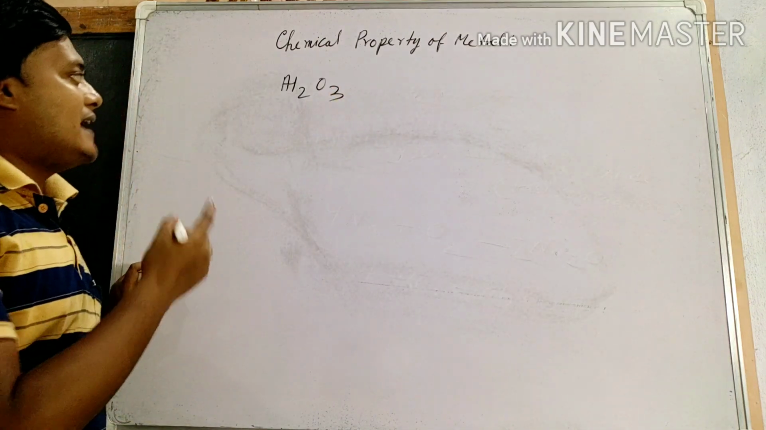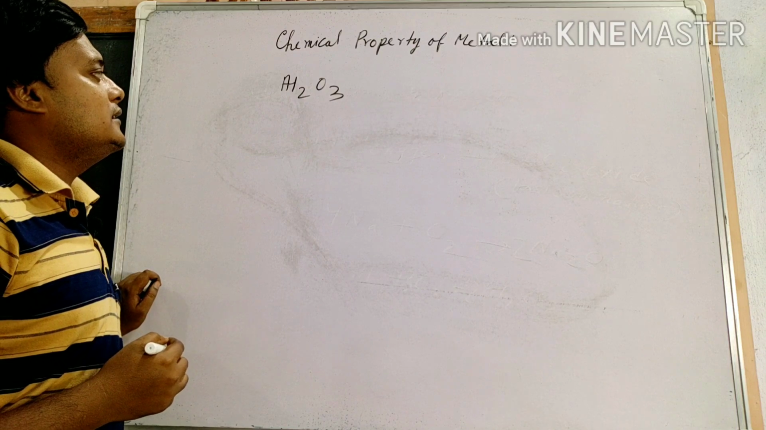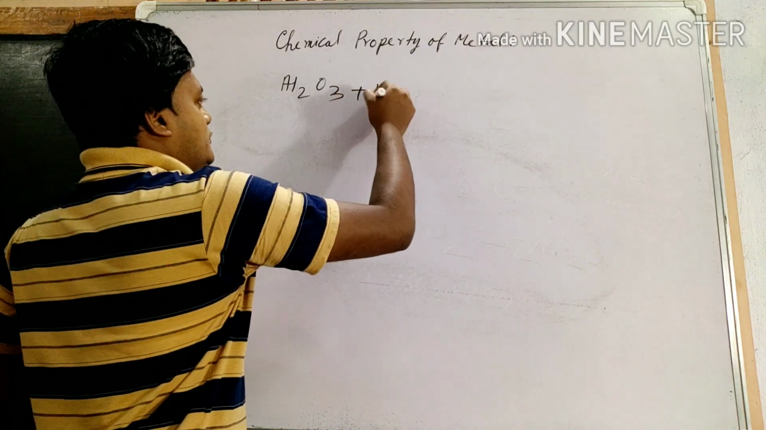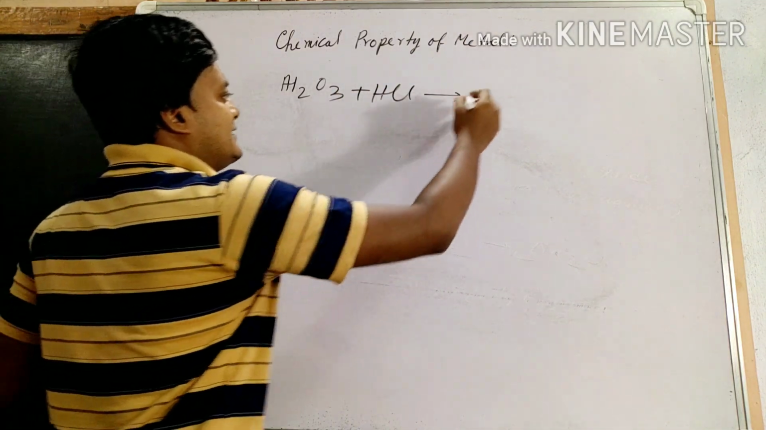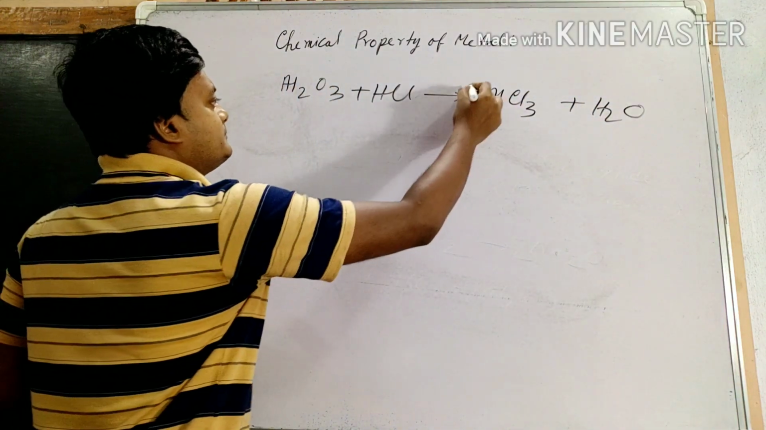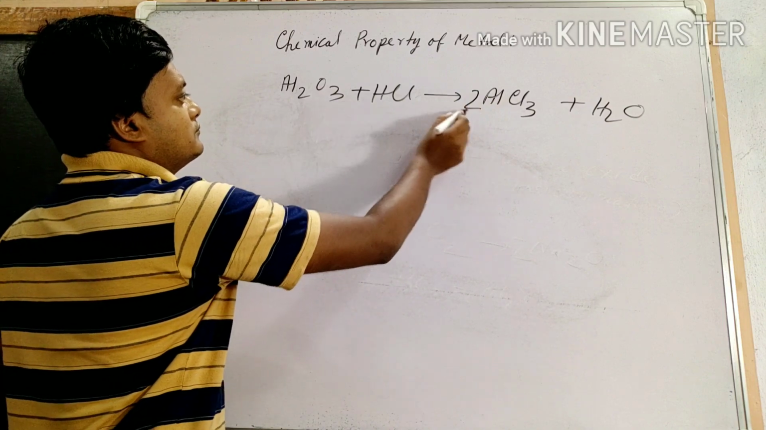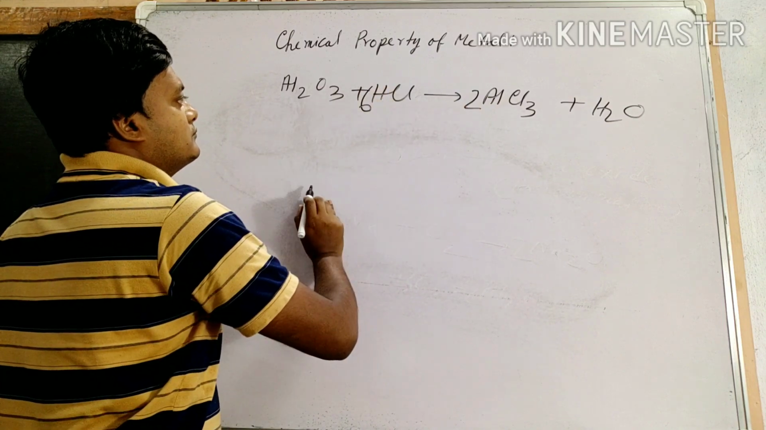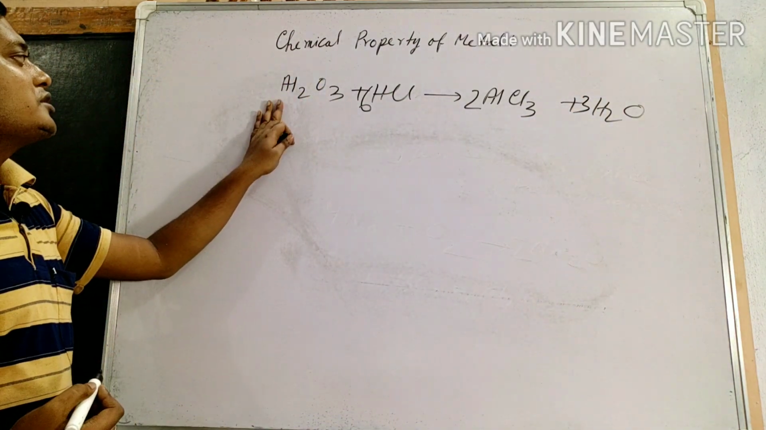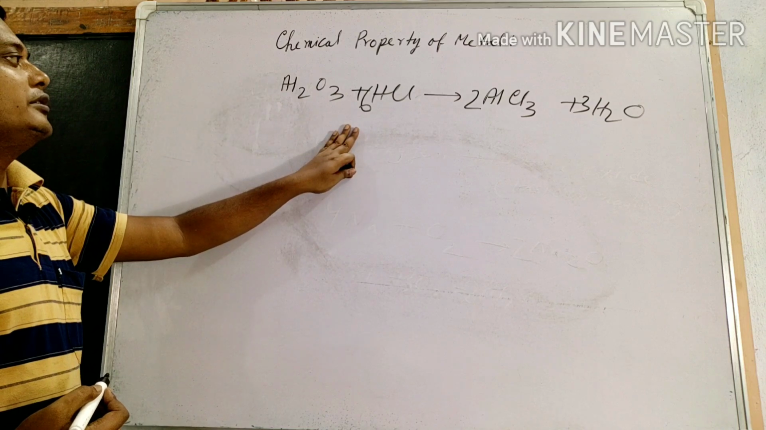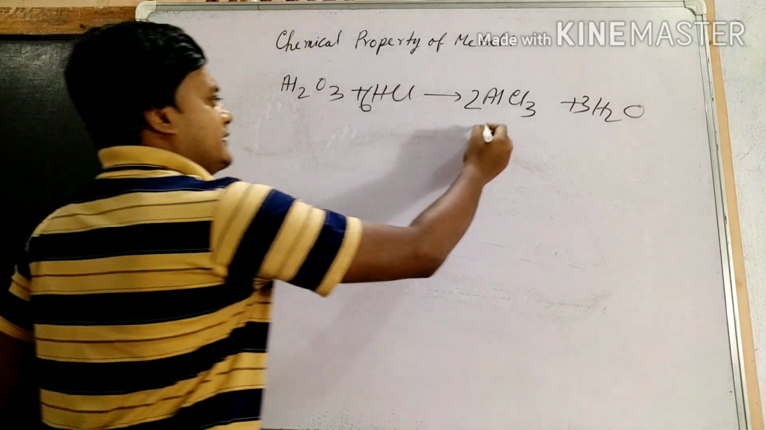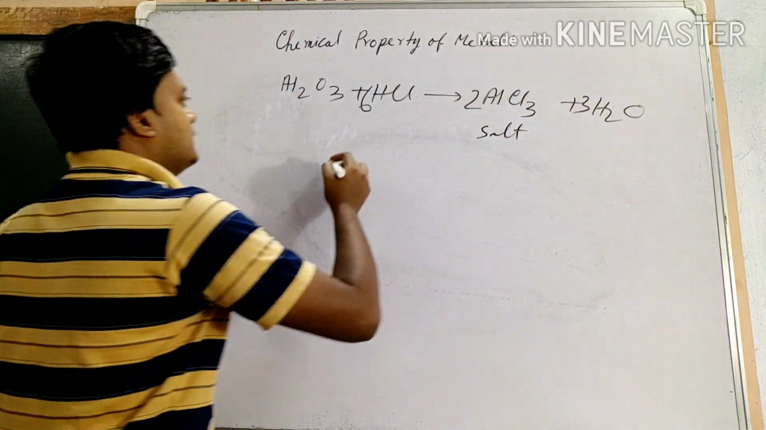How can we prove that aluminium oxide is amphoteric in nature? It can react with both acid as well as base. First it will react with acid to form salt plus water. Aluminium oxide reacts with hydrochloric acid to form aluminium chloride and water, that is salt plus water.